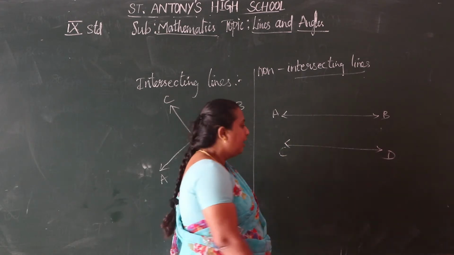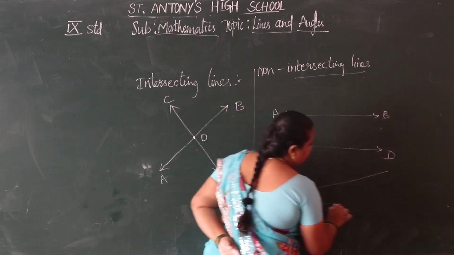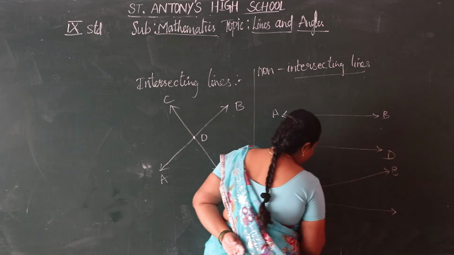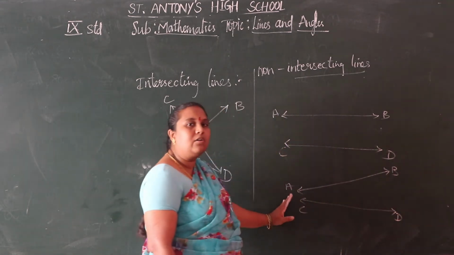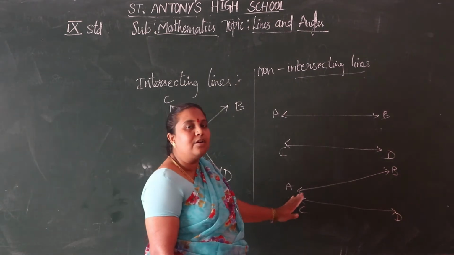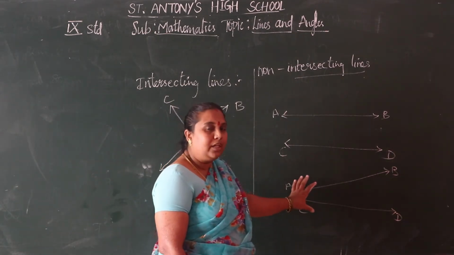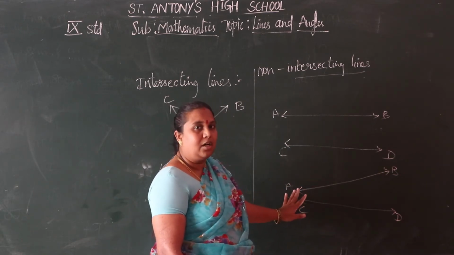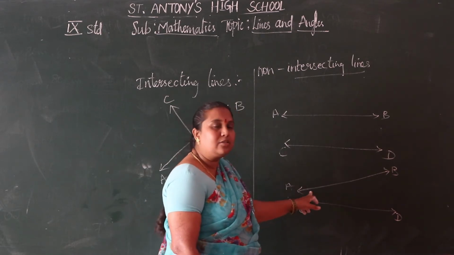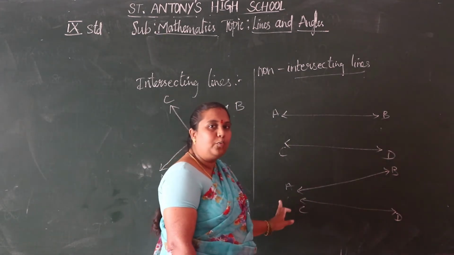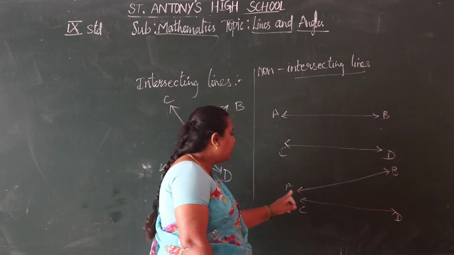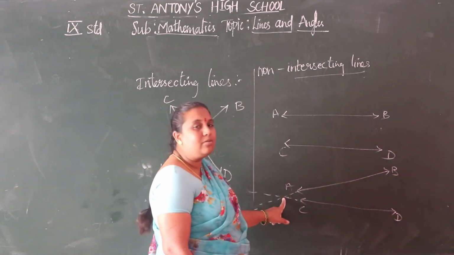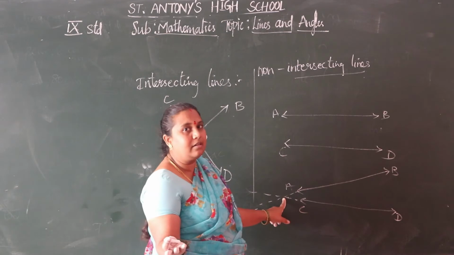If we take lines like this, this is AB and this is CD. These two are also straight lines. But we cannot say particularly that these two lines do not intersect, because these two lines are moving. While moving, at some other point, these two lines will intersect. Imagine like this. By imagining, these two lines intersect at some other point, is it right?